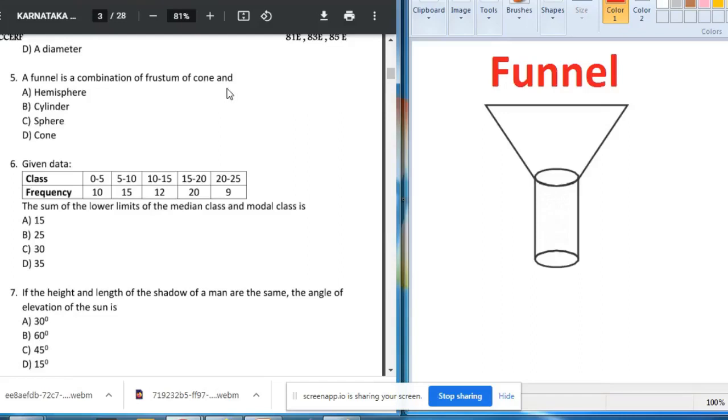Of a cone, and if you see the right side of the screen, funnel looks like this. It is a combination of frustum and cylinder. So correct option for this question is B, cylinder.